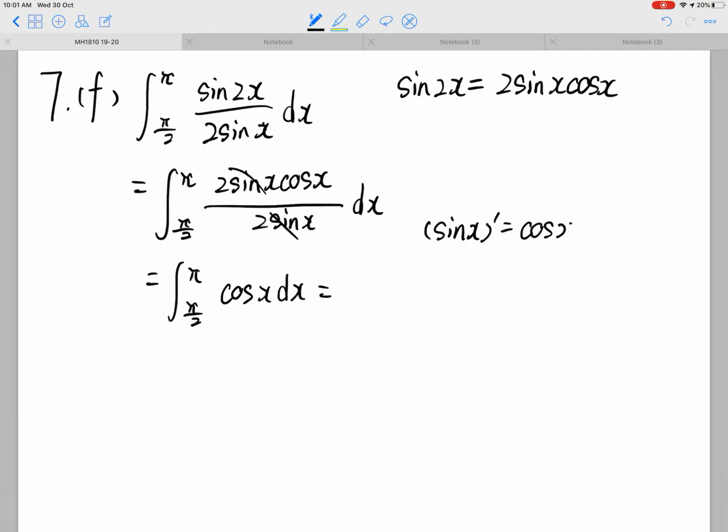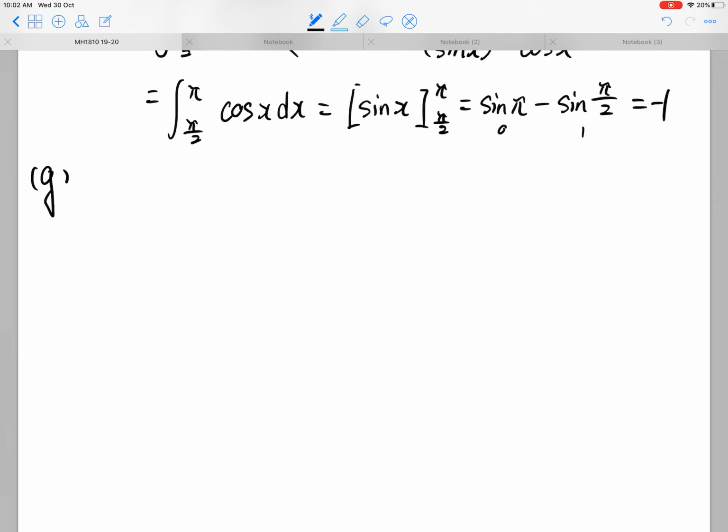So this part is sine x from half pi to pi, which is sine pi minus sine half pi. This part is 0, this part is 1, so it's negative 1.